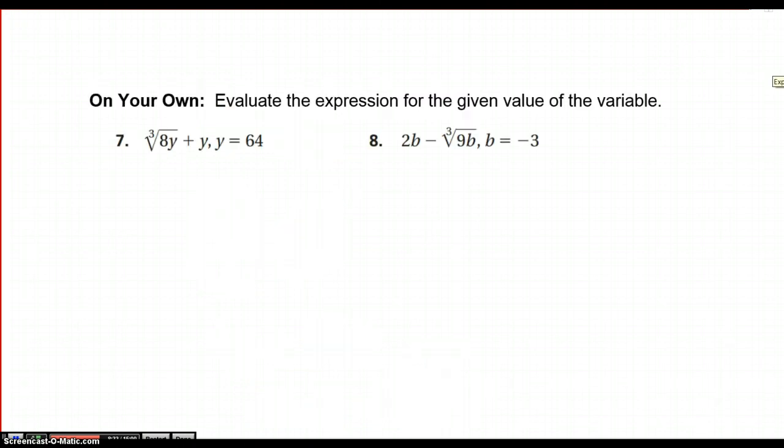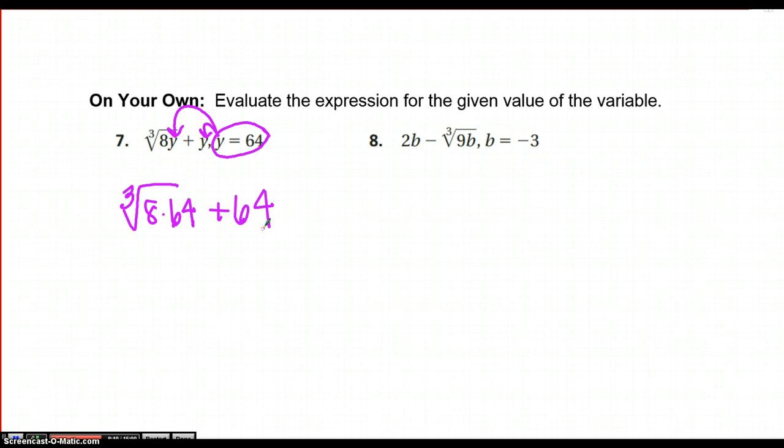All right, try 7 and 8 on your own. Press play when you're ready, and we'll see if we get the same answer. All right, plug 64 in for both of these. I highly recommend rewriting the problem, because if you're not rewriting it, you're going to mess something up.